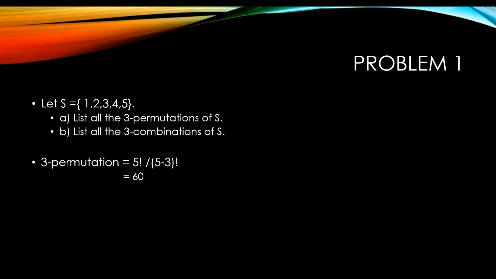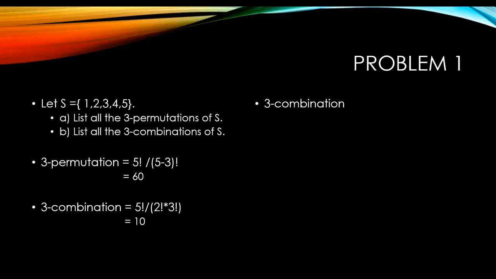And for 3-combination, using the formula of combination, we have 5 factorial divided by 2 factorial times 3 factorial. The 2 factorial is from n minus r. Don't forget that, 5 minus 3 is equal to 2. I just directly substituted 2 instead of writing 5 minus 3. The result of this equation is 10. So we have 10 patterns for combination and 60 patterns for permutation. Since we have a lesser number of patterns for combination, I'm going to get first the patterns under combination.